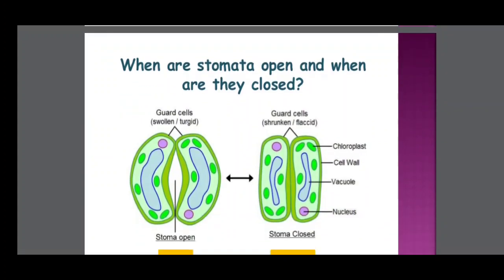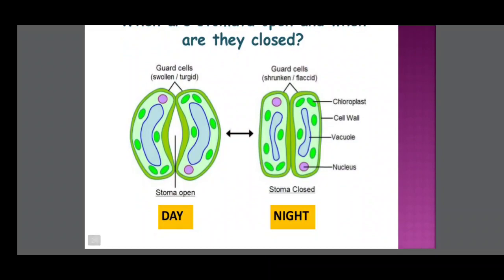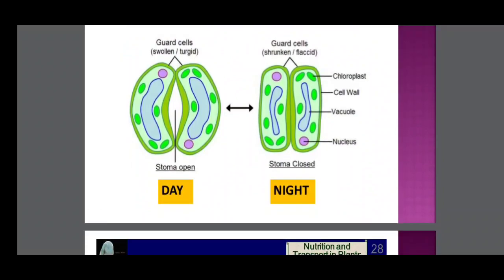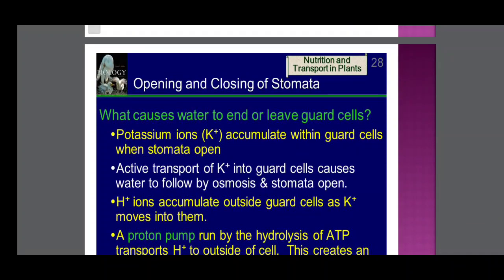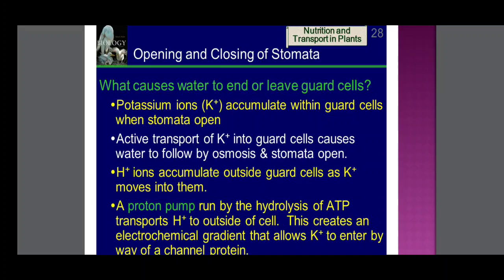When do stomata open and when are they closed? Daytime, nighttime, you see the guard cell appearance. Opening and closing of stomata. Potassium ions accumulate within guard cells when stomata open. Active transport of potassium into the guard cell causes water to follow by osmosis and the stomata open.